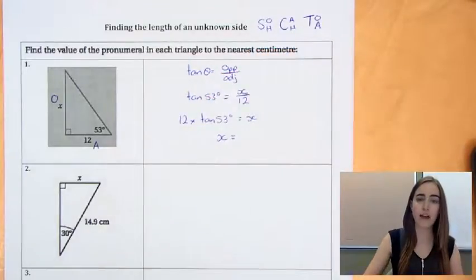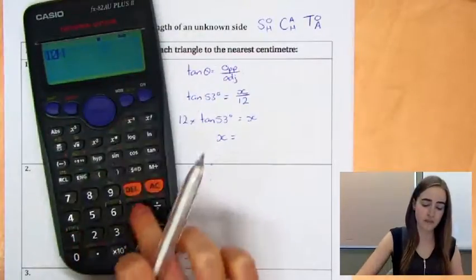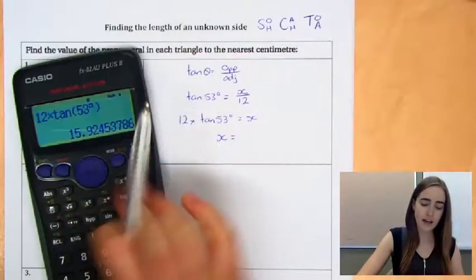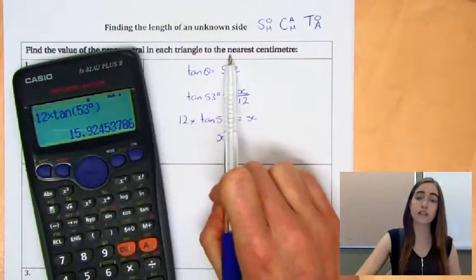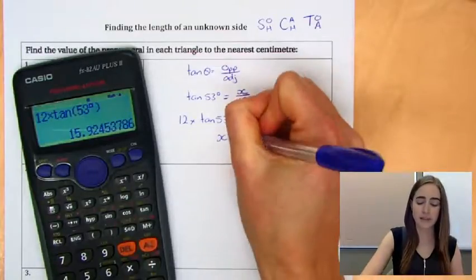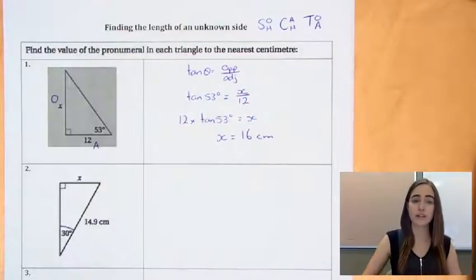And then to figure out what x is, we're going to put this whole thing in our calculators: 12 times tan 53 degrees. For now, it says answer to the nearest centimetre, so that's going to be the nearest whole number, which for this one would be 16 centimetres. All right, let's have a look at one more example.